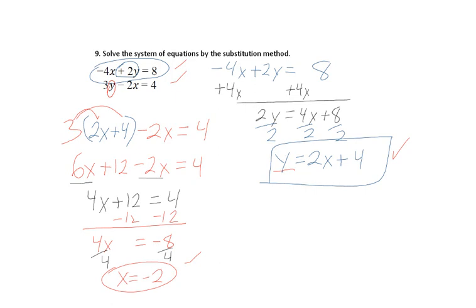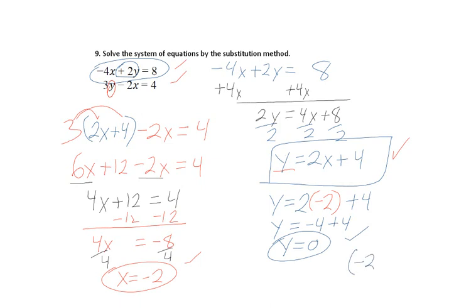So, with that said, it's going to go y equals 2, parentheses negative 2, plus 4. 2 times negative 2 is negative 4, and negative 4 plus 4 is 0. So your second answer is y equals 0. So those are your two answers. If you want, you could write it as an ordered pair. It would look like negative 2, 0.